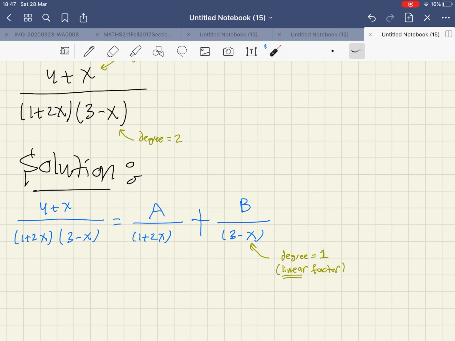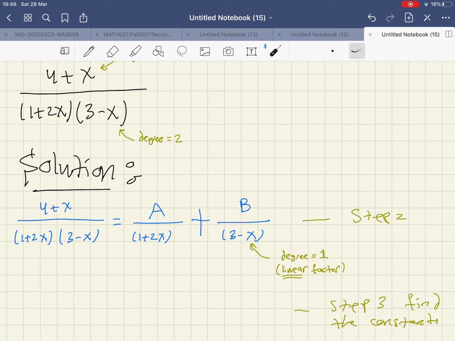So you take each factor and you write it separately. And in the top of each one, you just write a constant. You just write a number. Okay. The next step is, so this is step number 2 in our solution. This is step 2. Step 3, find the constants. How do we find the constants?